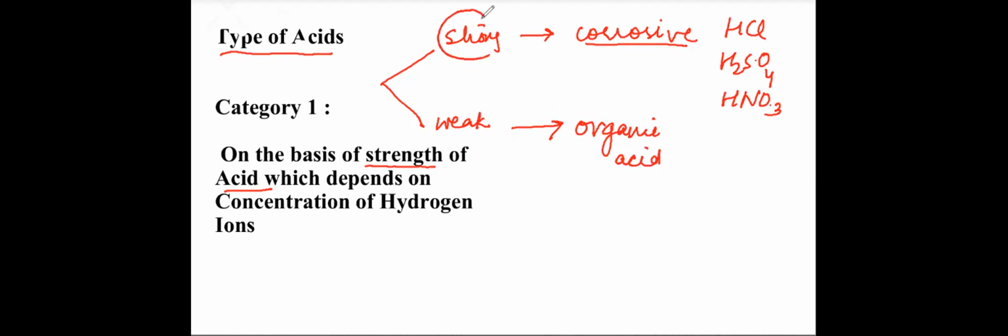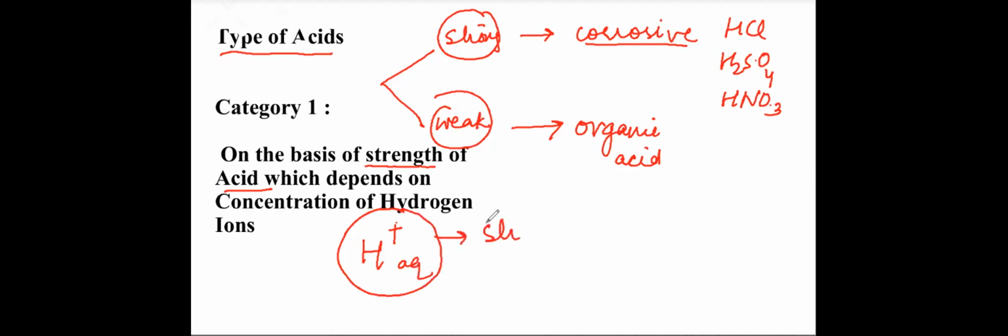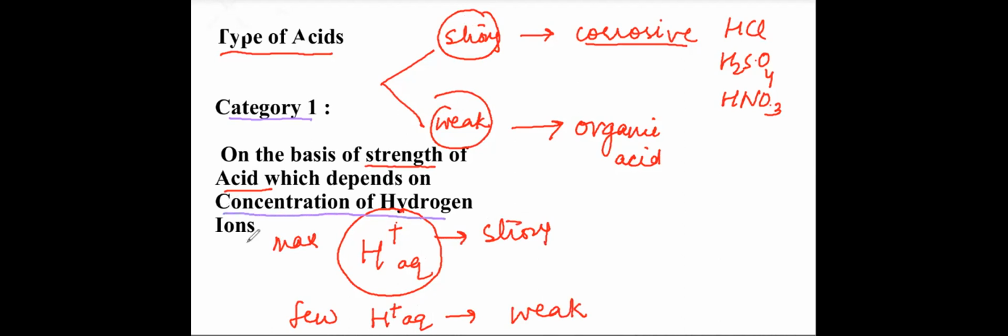Now, what makes the acid stronger and what makes the acid weaker? I have emphasized that the acids are the ones which give you H positive ion in an aqueous solution. So the acid which is going to give you maximum hydrogen ions in water is going to be considered a strong acid, right? And those which will be giving you few H positive aqueous ions, they will be known as your weak acids. So basically here we are talking about the first category, which is on the basis of strength. Either they are strong acid or weak acid, and that depends on the amount of hydrogen ions that particular acid is going to give. Okay, is this much clear?